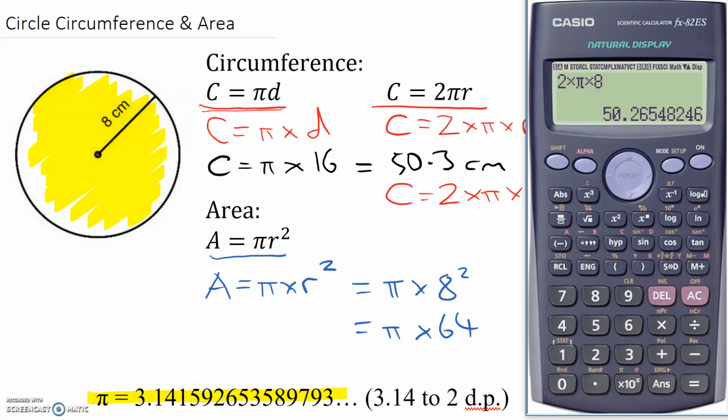And our calculator is probably going to tell us 64 pi, which again sometimes might be what we want. Let's go for pi times 64. Right, let's convert it to a decimal. We get, to one decimal place, 201.1.